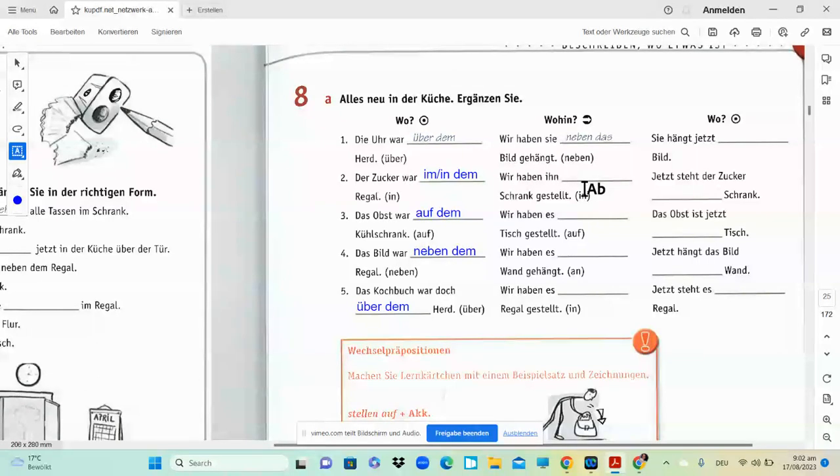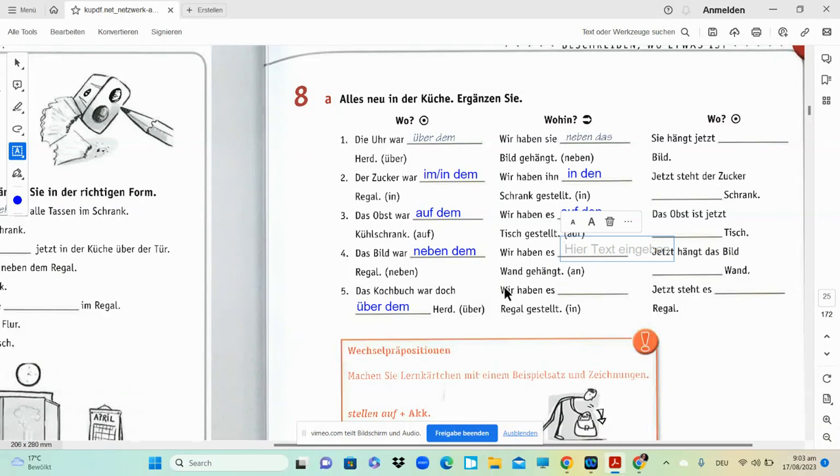Wir haben ihn. Der Zucker war im Regal, so the sugar was in the Schrank. Wir haben ihn, that is the sugar, in den Schrank gestellt. Why den? Because Schrank is der Schrank, so der becomes den. Wir haben es, if it is auf, you will say auf, and Tisch is der Tisch, der becomes den, so auf den Tisch gestellt.